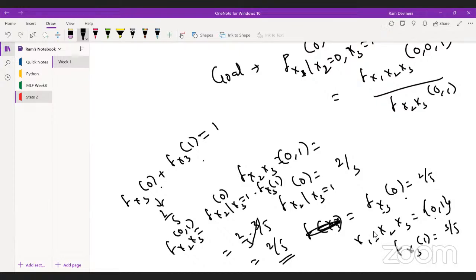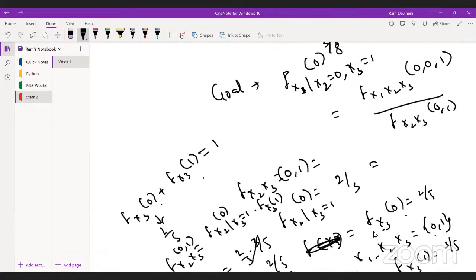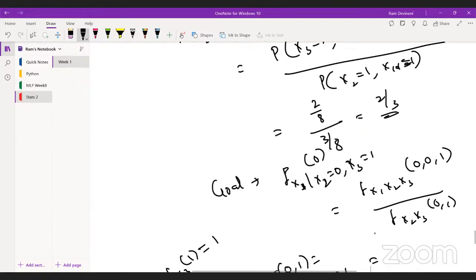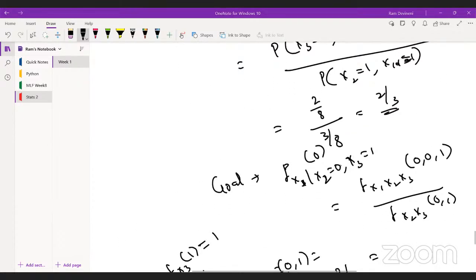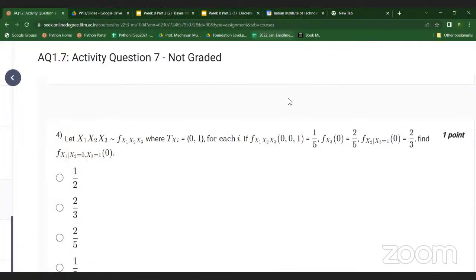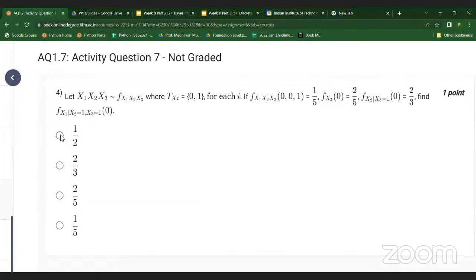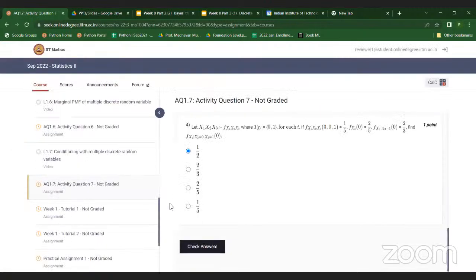Substituting it here, the numerator value, f of x1, x2, x3 at (0, 0, 1), is given as 1 by 5. So 1 by 5 divided by 2 by 5 is going to be 1 by 2. So the answer is 1 by 2.